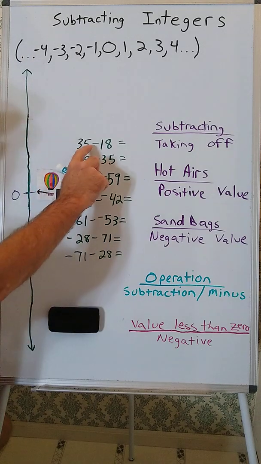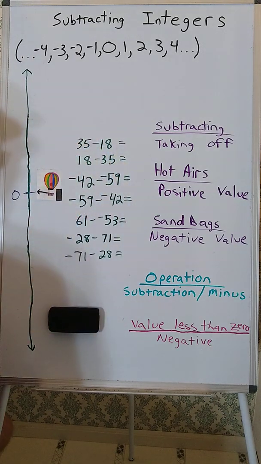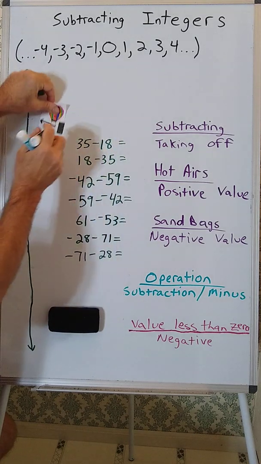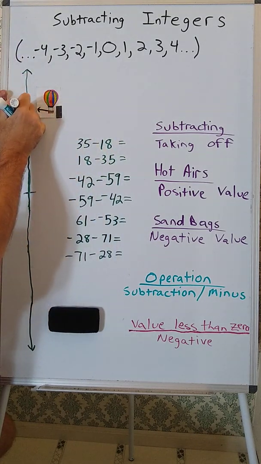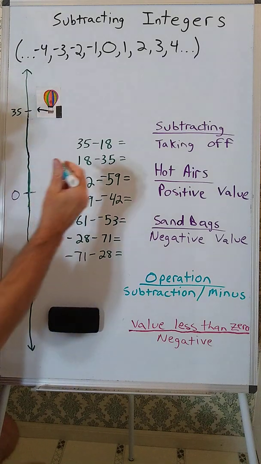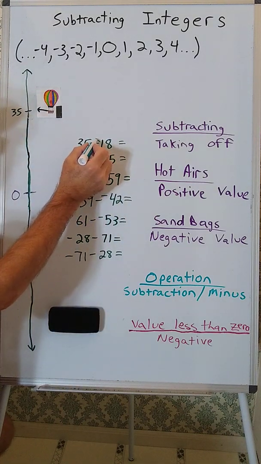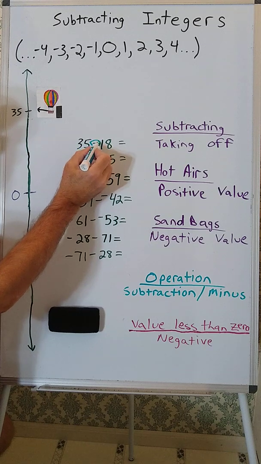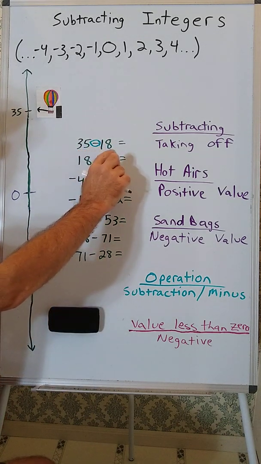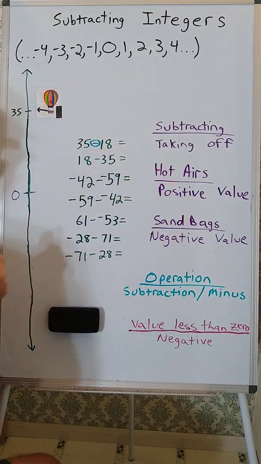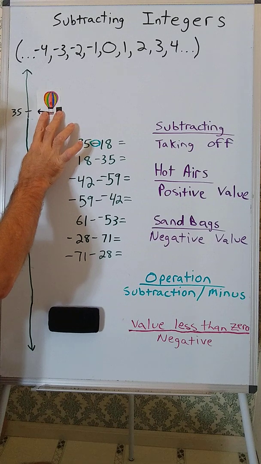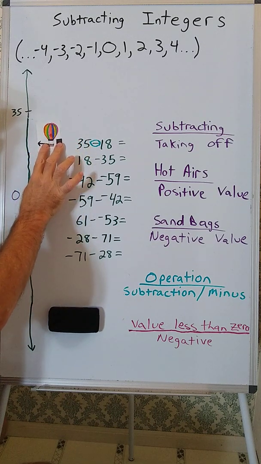Alright, the first one, 35 minus 18. Well, 35 hot airs, we'll put the balloon up at 35. And the operation is minus, and the number after the minus is 18. So we're taking off 18 hot airs. What's going to happen when you take away hot airs? Well, the balloon will descend.